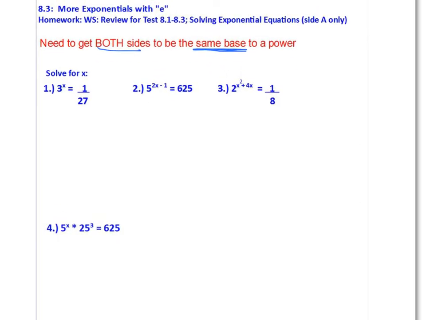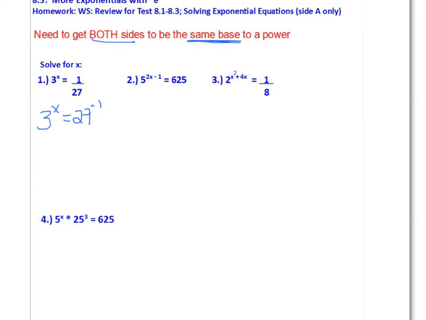So for number 1, I can make the right-hand side 27 to the -1. So now the 27, we can change that to 3 to the 3rd times the -1, so that's 3 to the -3. Now that our bases are the same, we could say that the exponents are equal.